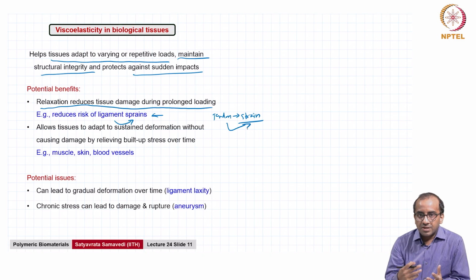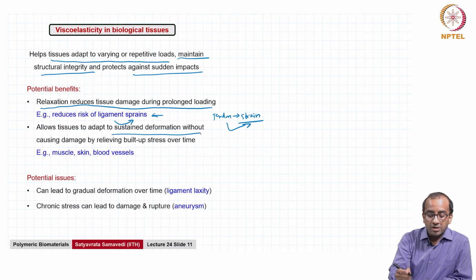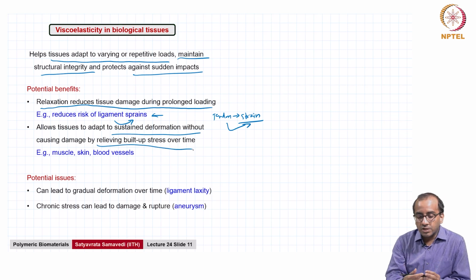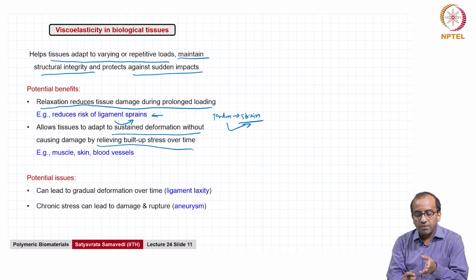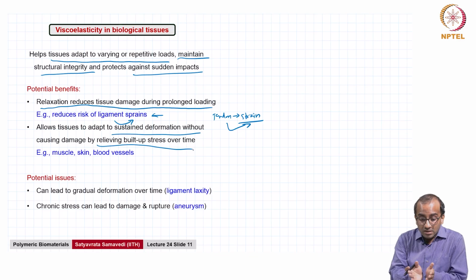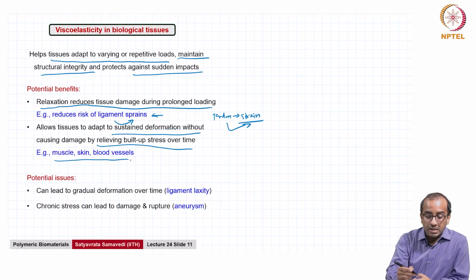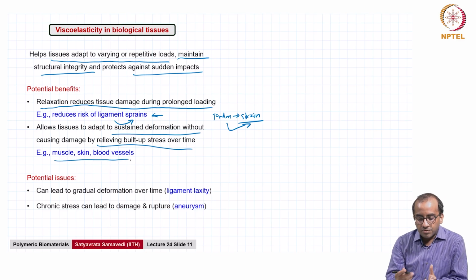And of course, it also allows tissues to adapt to sustained deformation without causing damage by relieving built up stresses over time. So these are just examples of both creep and stress relaxation mechanisms at work. Within certain limits, they can be quite beneficial, for example, in muscle, skin, blood vessels, etc. Of course, this can also lead to potential issues.